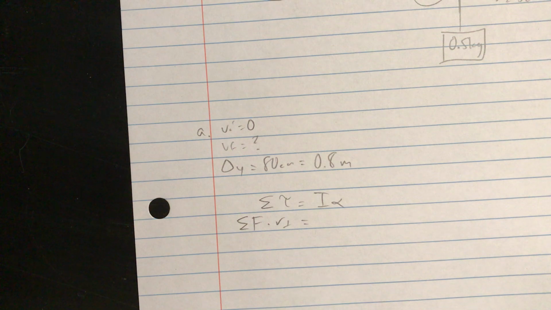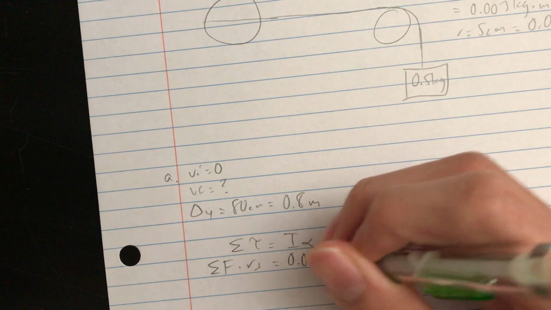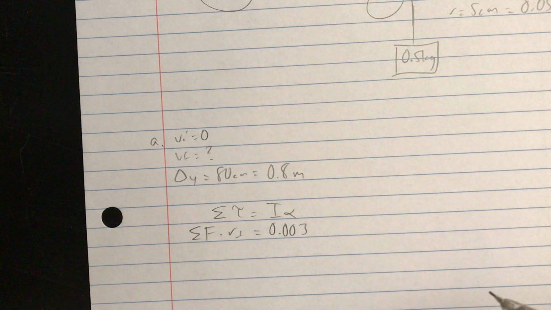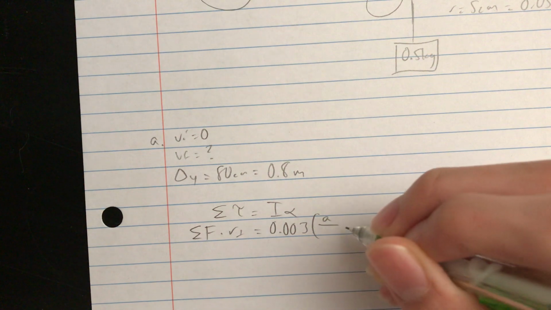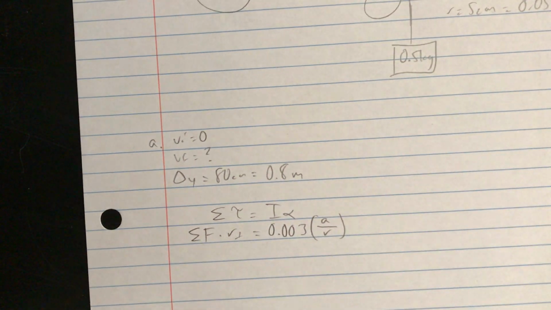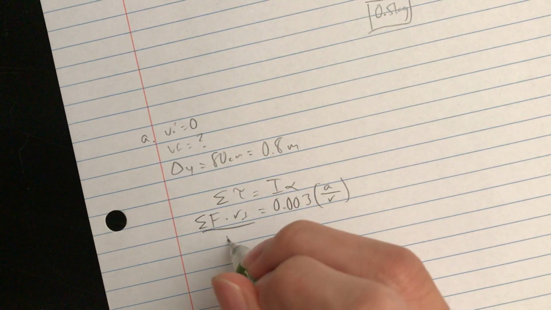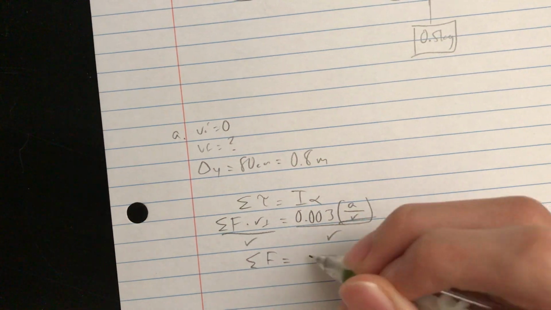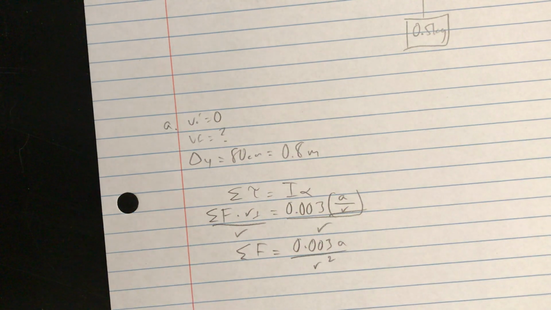As you can see, your I is 0.003. And you can replace alpha, angular acceleration, with a over r. Okay, so next we can divide r on both sides. So we get delta F equals 0.003 a over r squared.